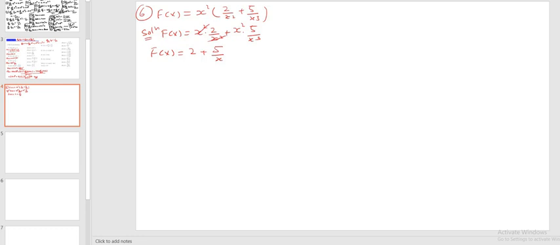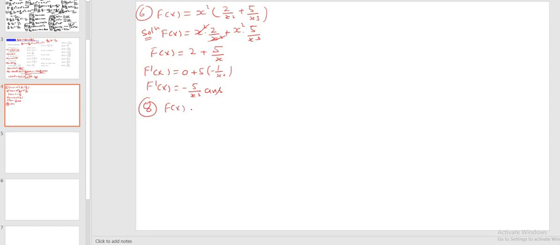Now see, it seems difficult, but if you simplify, you will get a function like that one. Therefore f dash x is the derivative of the constant, which is 0, plus 5 d/dx of 1 by x, which is minus 1 by x square. So just simplify: f dash x is equal to minus 5 divided by x square. This is your answer of question number 6. Question number 7, try by yourself.